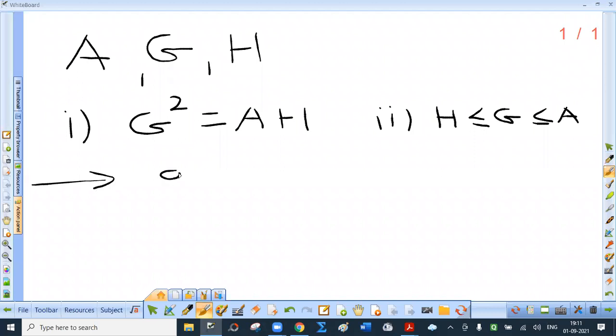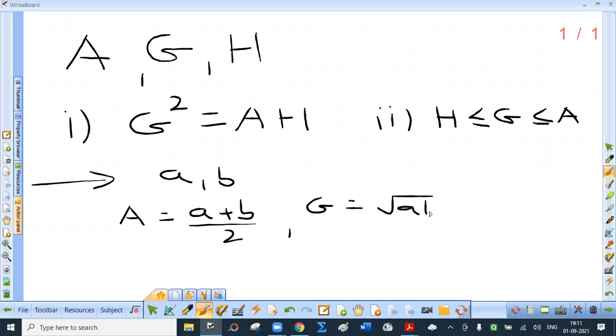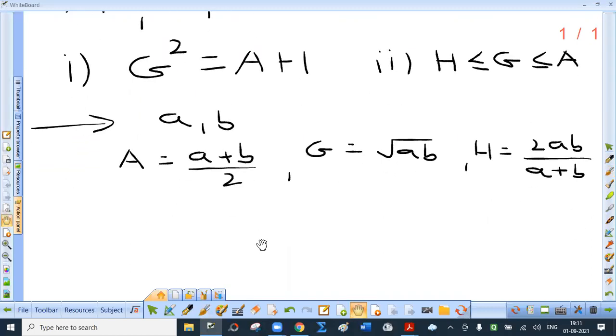Suppose two numbers are a and b. Then we know that the arithmetic mean is a plus b upon 2. The geometric mean is the positive root ab. And the harmonic mean, we have just proved this result, is twice ab upon a plus b. Okay, so these are the three formulae. Let us verify the first one.